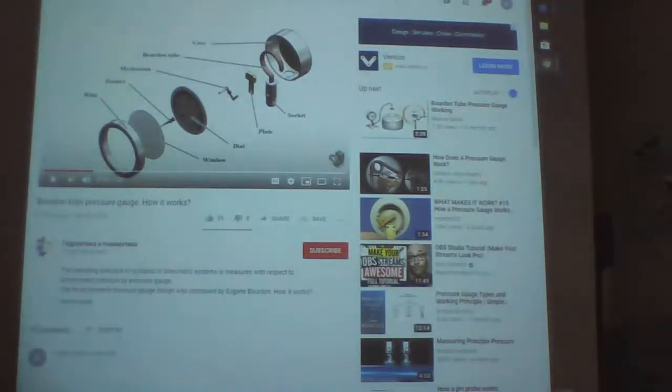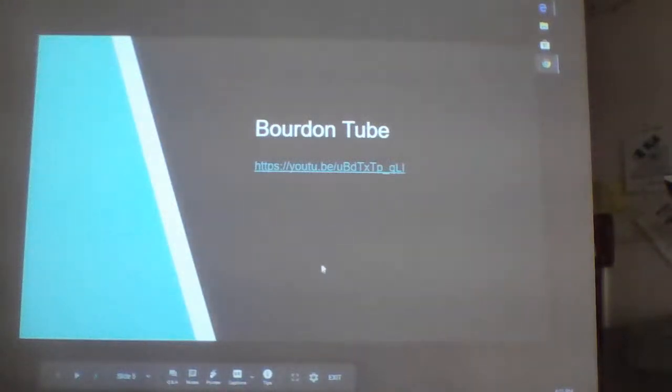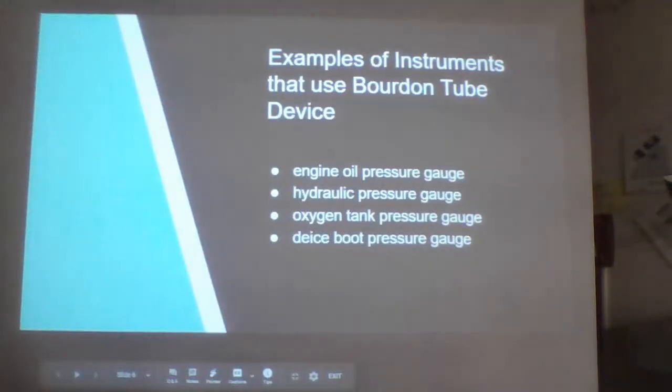Okay, so a little explanation on the Bourdon tube. Examples of instruments that use Bourdon tube devices: we have the engine oil pressure gauge, hydraulic pressure gauge, oxygen tank pressure gauge, and de-ice boot pressure gauge. So all of those gauges are examples of instruments that would use the Bourdon tube device for pressure reading.